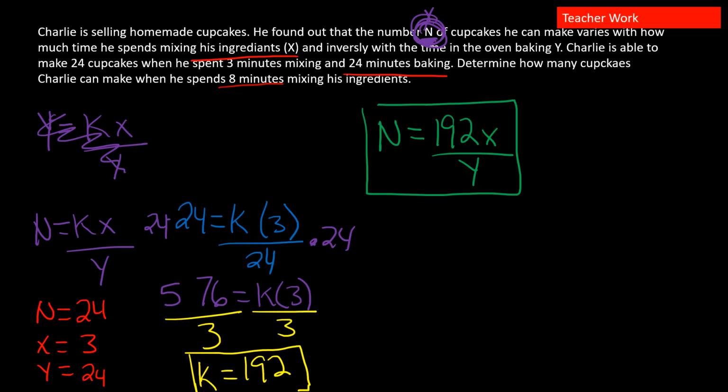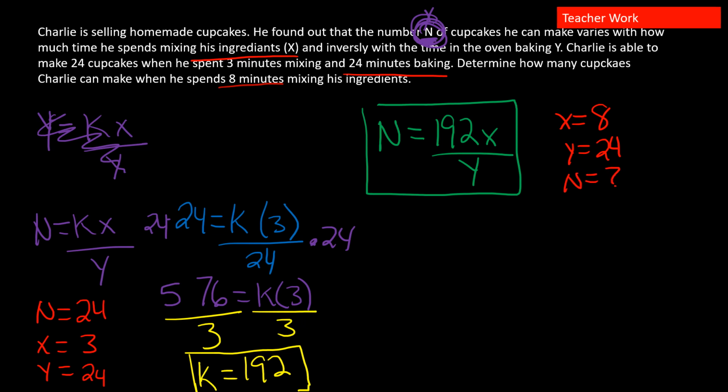So then determine how many cupcakes Charlie can make when he spends 8 minutes mixing. So now he's spending more time mixing. So now we're going to have to solve this one. x is equal to 8. The baking time is going to stay the same, right? So that baking time is still going to stay at 24. And they want to know what is n. n is what we're solving.